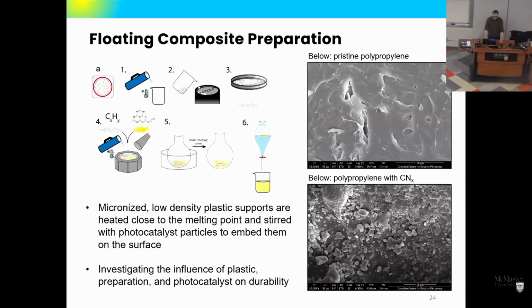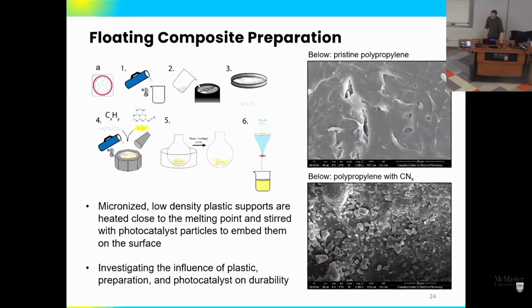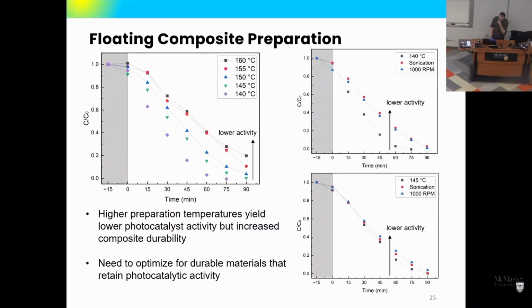And we've found that by adjusting the type of plastic that we're using, the type of photocatalyst that we're using, and the processing conditions, we can achieve varying levels of photocatalytic activity and varying levels of durability. So something that one of my grad students is working on has been varying the processing conditions for these different catalyst composites. So we can see when we prepare these catalyst composites at relatively low temperatures, below or very close to the melting point of the plastic, we're able to get pretty high activity, so very rapid.